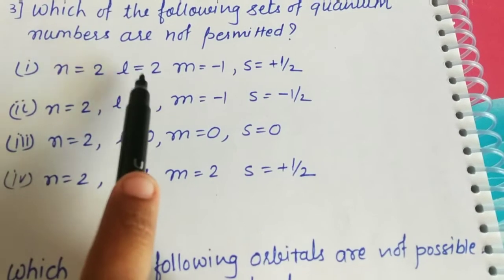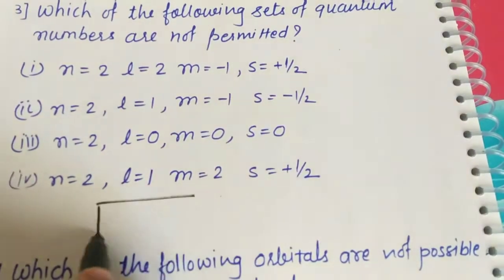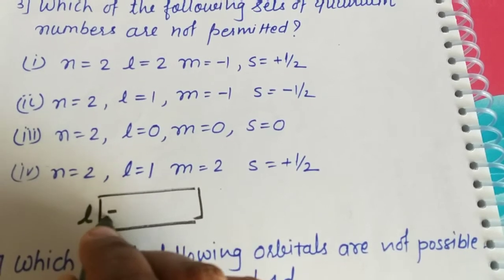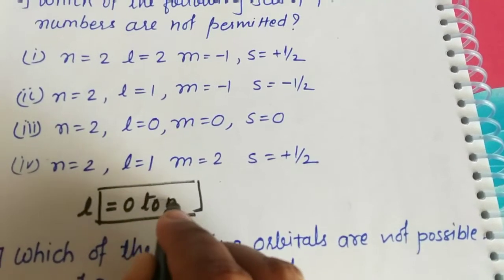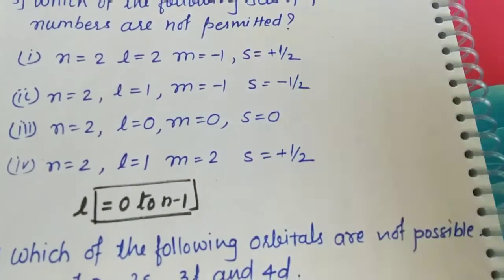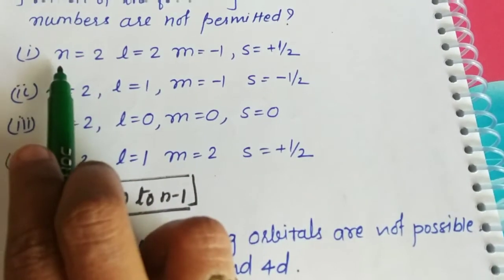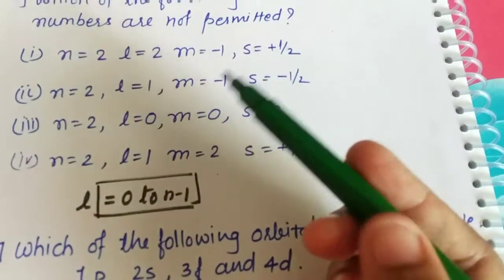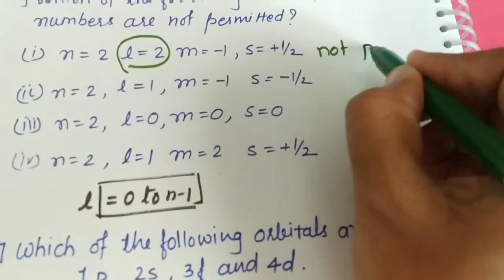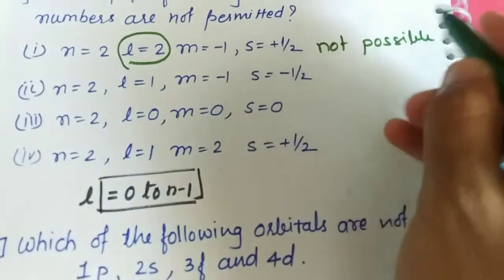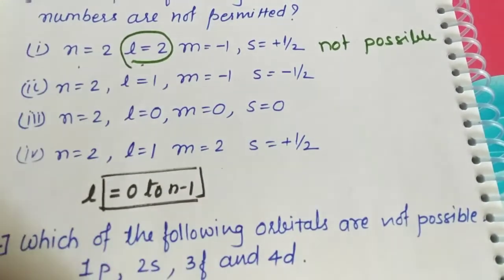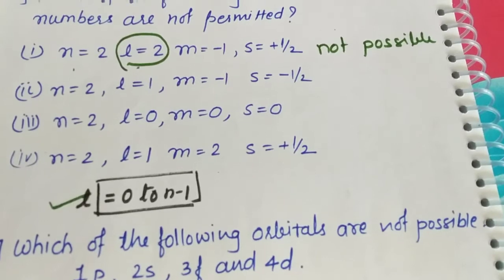So student, we know one thing, here I am writing it in a bracket, and that formula is the value of L is always equal to 0 to n minus 1. It means value of L cannot be equal to n or cannot be more than n. And that's why, as this cannot be possible, this set of quantum numbers is not possible. The reason is that the value of n and L cannot be equal.